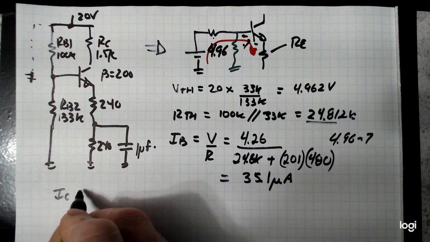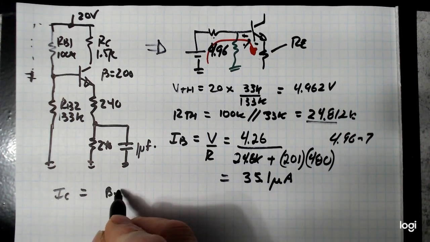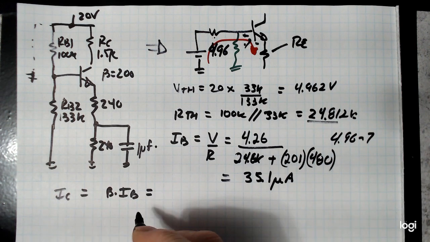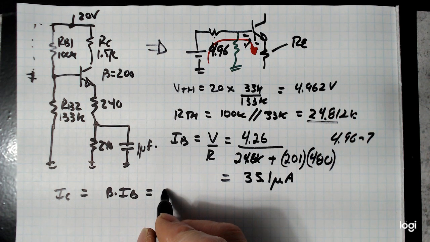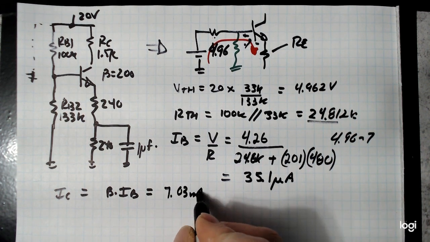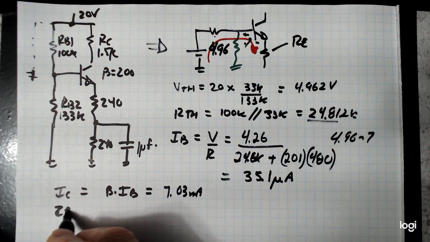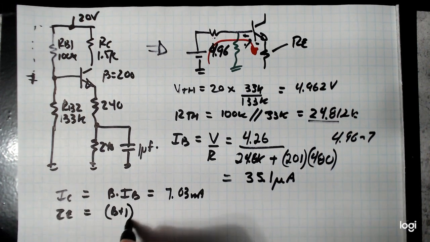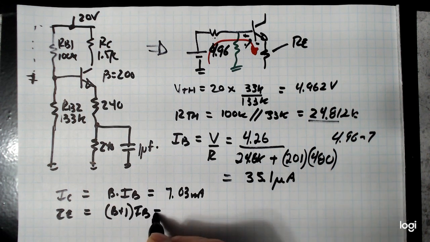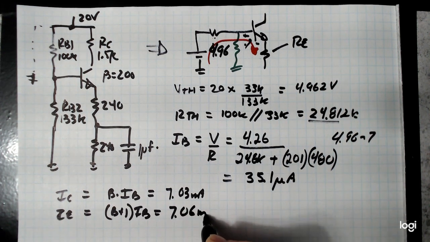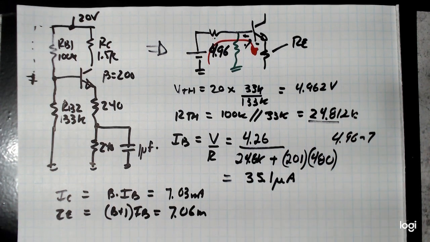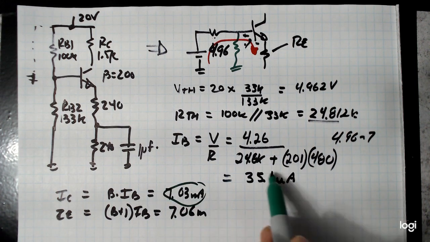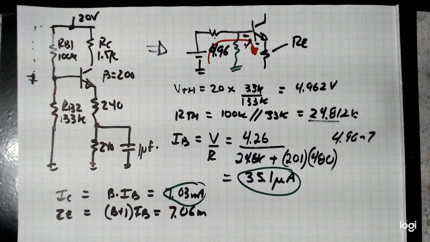Now we can solve for IC. It's going to be beta times IB, which is going to be 7.03 milliamps. And IE is going to be beta plus 1 times IB. It's a little bit bigger. It's going to be 7.06 milliamps. So essentially IE is the biggest one. It's the sum of those two. Okay, so I figured all the currents.